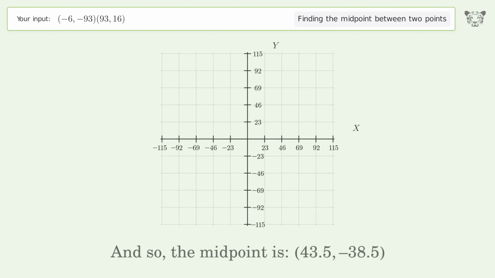And so, the midpoint is 43.5, negative 38.5.